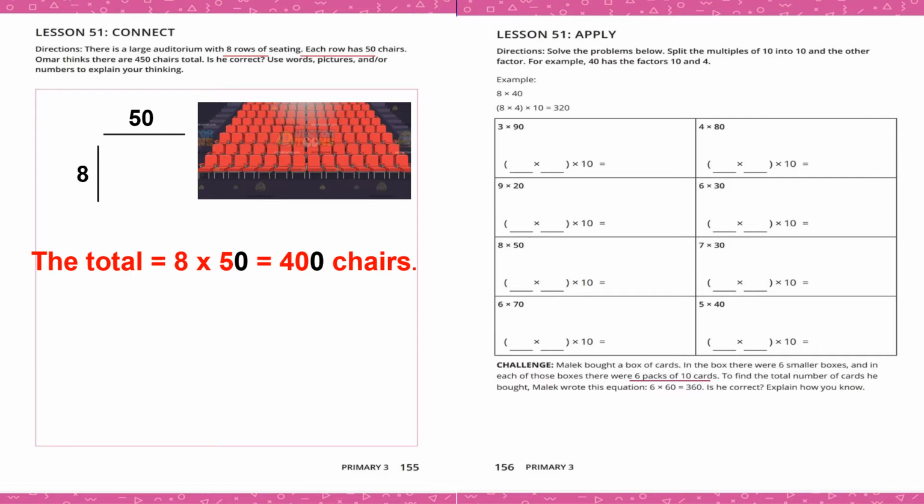In the multiplication operation, when we have 0, you should drop the 0 in the result. Okay? And complete. 8 times 5 equals 40. So, the total here equals 400 chairs. 400 chairs, not 450. So, is Omar correct? Yes or no?